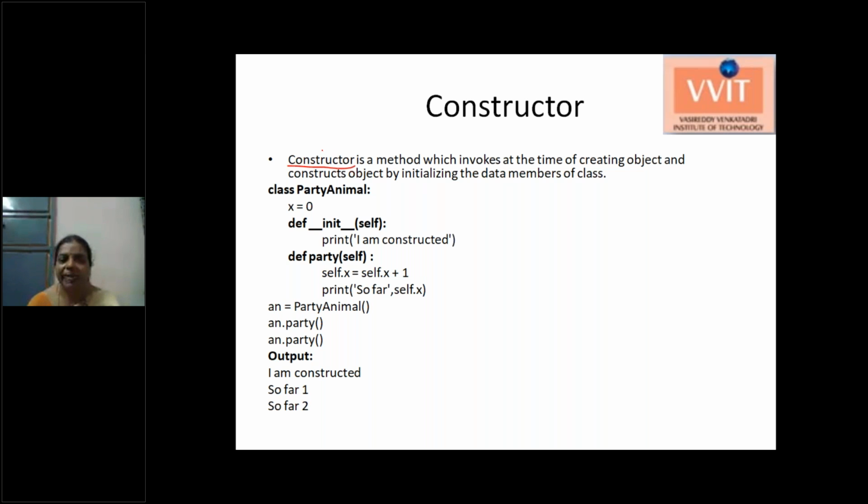But without this method, can't we construct the class? We can construct the class, but the constructor is nothing but the method which is invoked at the time of constructing the class. This method doesn't construct the class. The method is invoked at the time of construction of the class. So the constructor method is a method which is invoked at the time of constructing the object.